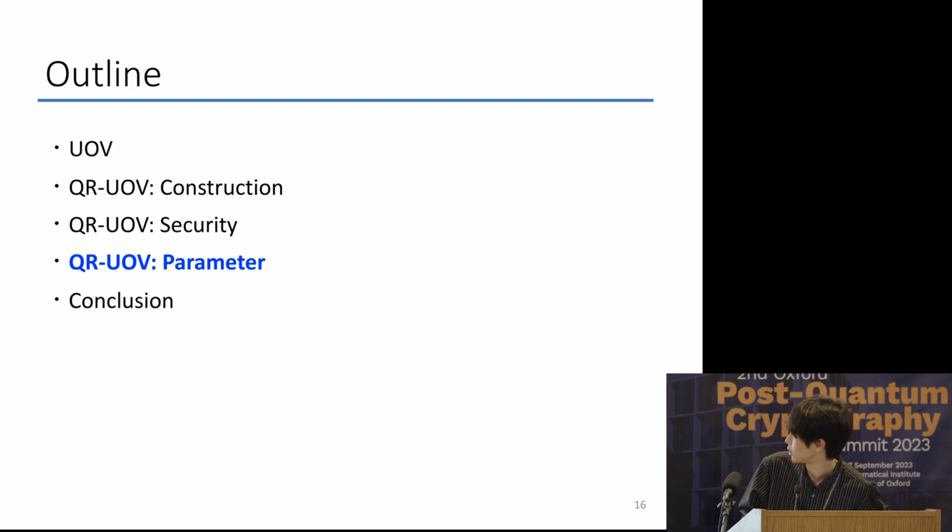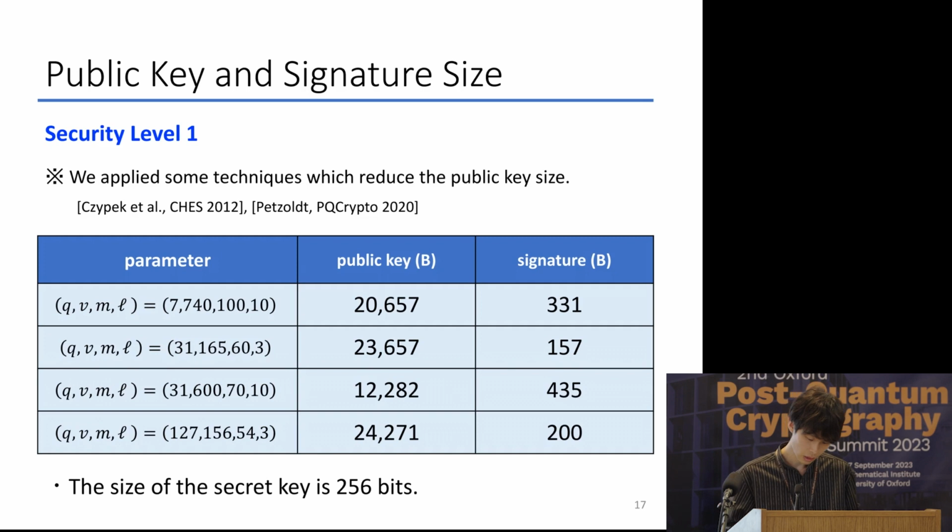And then about the proposed parameters of QR-UOV. For each security level 1, 3, and 5, we proposed 4 parameters like this. And this table shows the public key size and the signature size of the QR-UOV level 1 proposed parameters. We have applied some techniques which reduce the public key size, and we replace some parts of the public key by using a random seed.